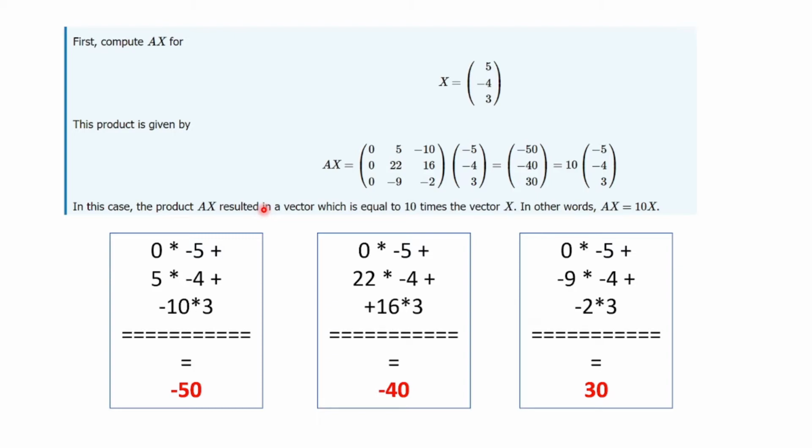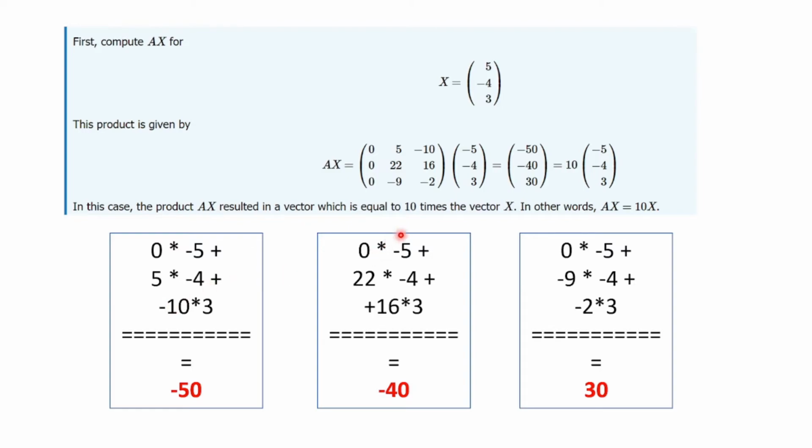So first compute Ax for x equal to (5, -4, 3). When we multiply, we get (-50, -40, 30), which you can break up into 10 times (-5, -4, 3). You see the similarity here? Once you multiply, it is a multiple by a scalar. In this case, the product Ax resulted in a vector equal to 10 times the vector x. In other words, Ax equals 10x.